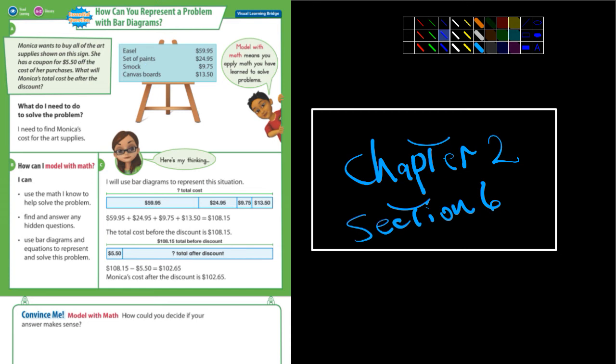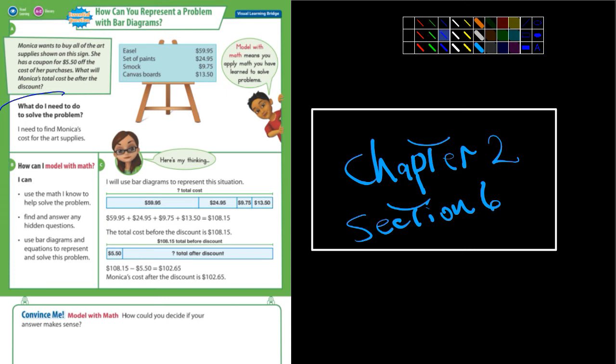But let's keep reading this here. It says that she has a coupon for $5.50 off. And then it says, what will be Monica's total cost after the discount? And then they ask the question, and you're going to see a couple like this. It says, what do I need to solve the problem? That's the question. And so the answer is, you need the cost of all the supplies and the cost of the discount.